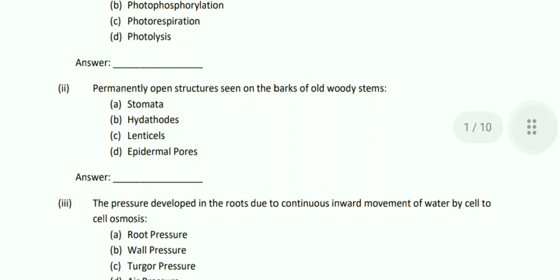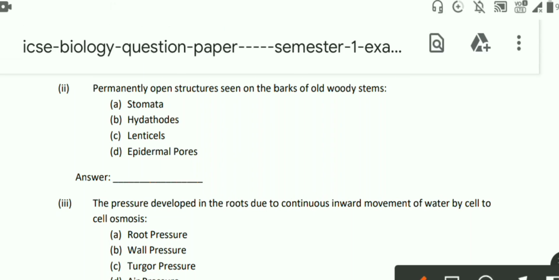Next question. Permanently open structures seen on the barks of woody stems. Well, here the catch is barks of old woody stems. Usually, whenever we think about open structures on trees, the first name that pops up is stomata. But since barks of old woody stems is mentioned, the answer is C, lenticels.